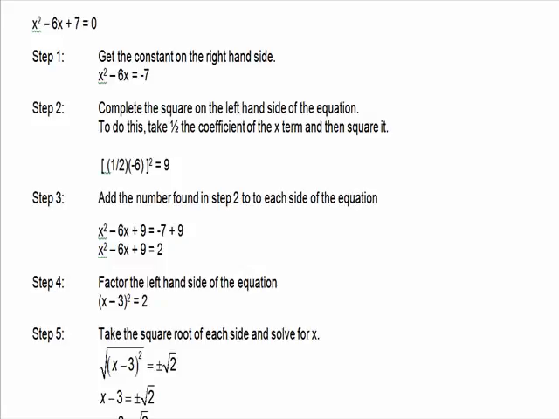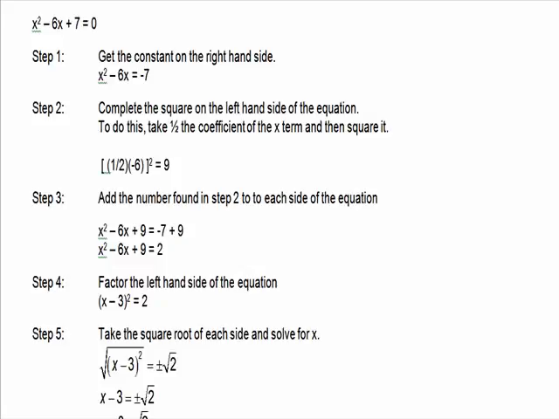The second step is the actual complete the square. So what we do is we complete the square on the left-hand side of the equation. To do this, we take 1/2 the coefficient of the x term and square it. So in this case, the coefficient of the x term is -6. So I take 1/2 of -6, which gives us -3, squared is 9. Now you may notice, because we're going to do the squaring, it doesn't really matter whether we take 1/2 of -6 or 1/2 of 6, because the resulting number is going to be positive regardless.